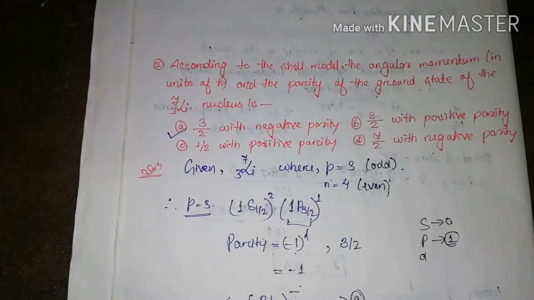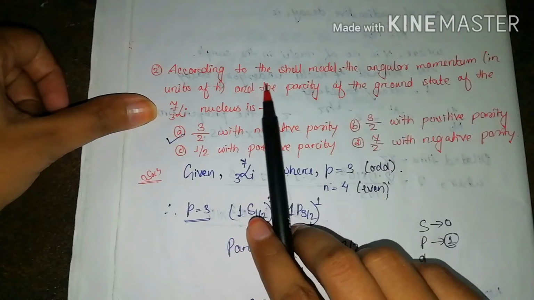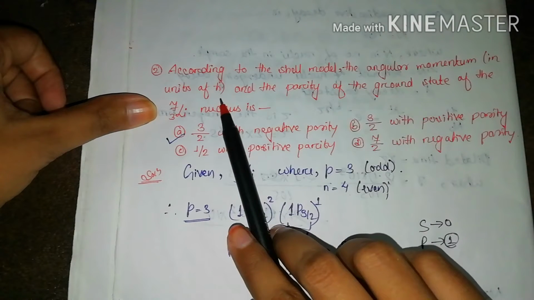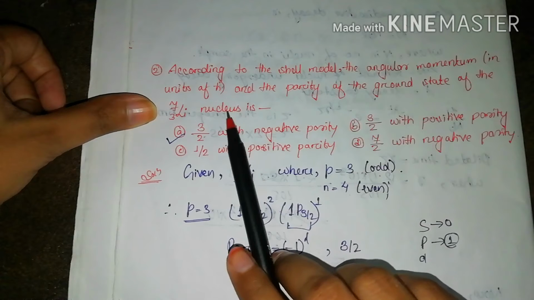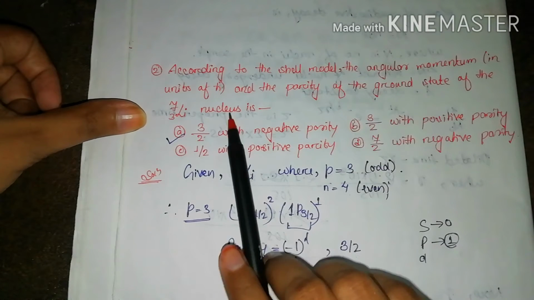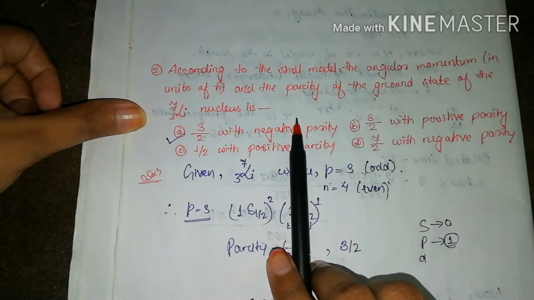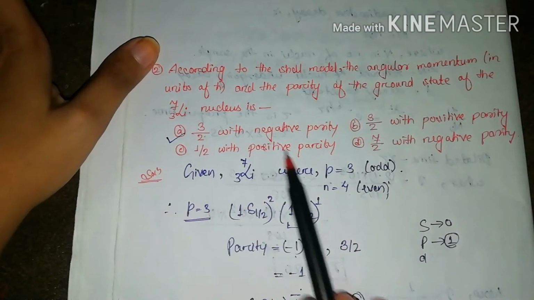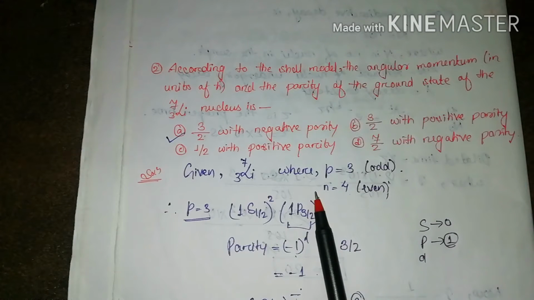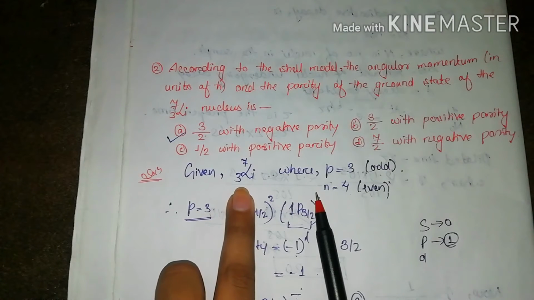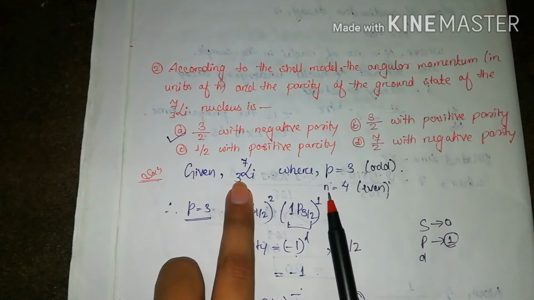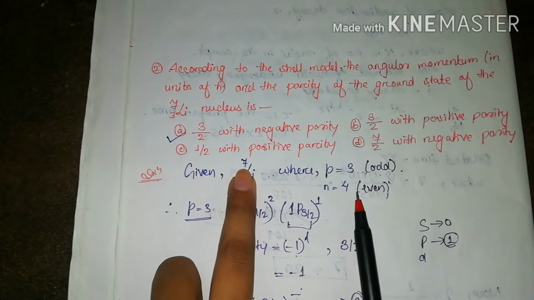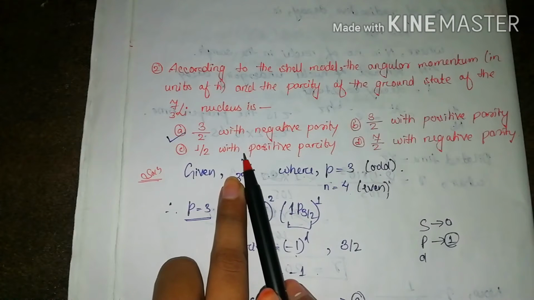Next, here we have that according to the shell model, the angular momentum in units of h-bar and the parity of the ground state of the nucleus lithium-7 is. So here we have 4 options and we are asked to find the parity of the ground state of this nucleus according to the shell model. Whenever we are doing questions through the shell model and we are asked to find the parity, first of all we see the number of protons and the number of neutrons. So here 3 is the number of protons, and the number of neutrons is 7 minus 3, that is 4, right? Because 7 is the total number of protons and neutrons.